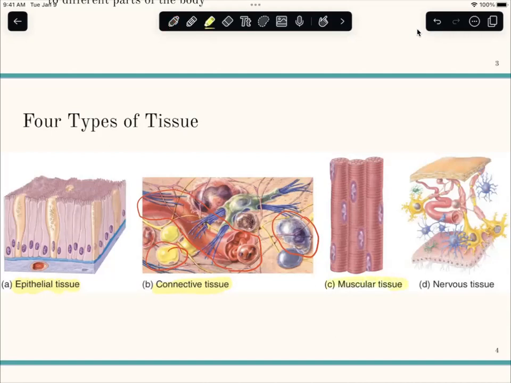Muscle tissue. This is skeletal muscle specifically. This drawing right here. And then we have nervous tissue. Nervous tissue is made up of lots of different types of cells. We're going to just go through the main type of nervous tissue today. And then when we get to the nervous system, we'll go into what each of these other little cells are.